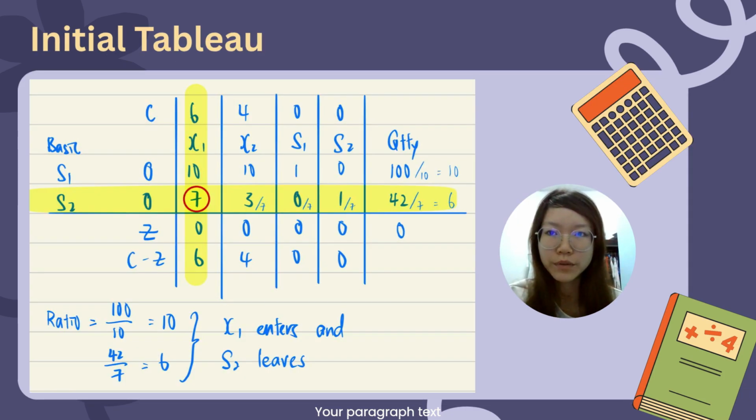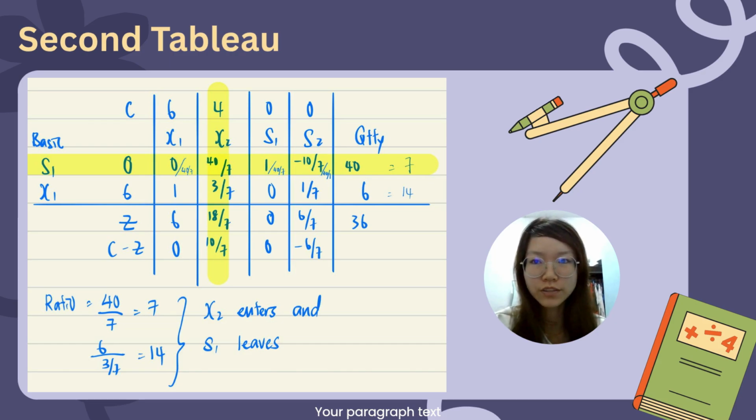In the initial table, we look at the C minus Z row. The largest positive value is 6 under x1, so x1 enters the solution. Then we calculate the ratio. The smallest positive ratio is 6, so s2 leaves the solution.